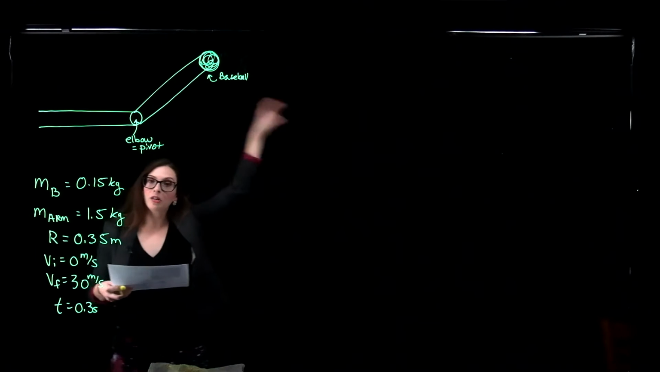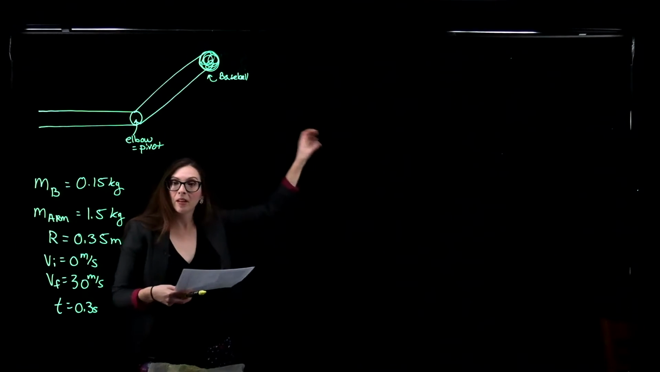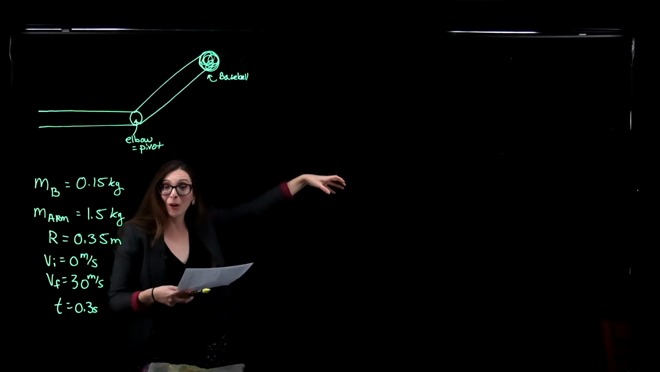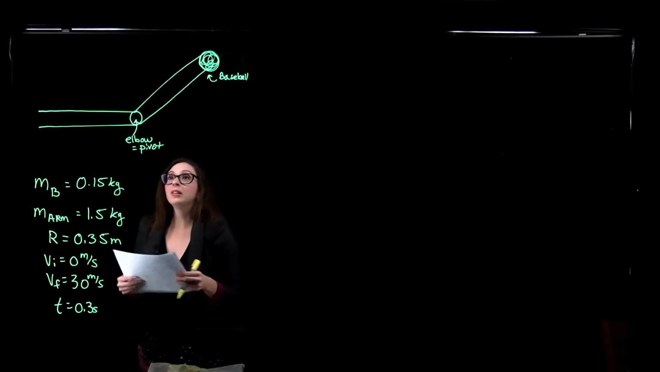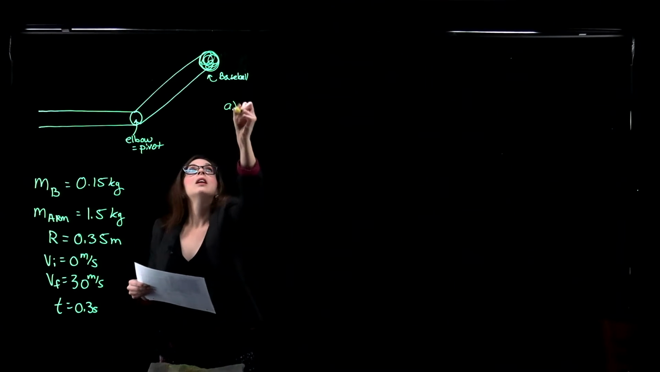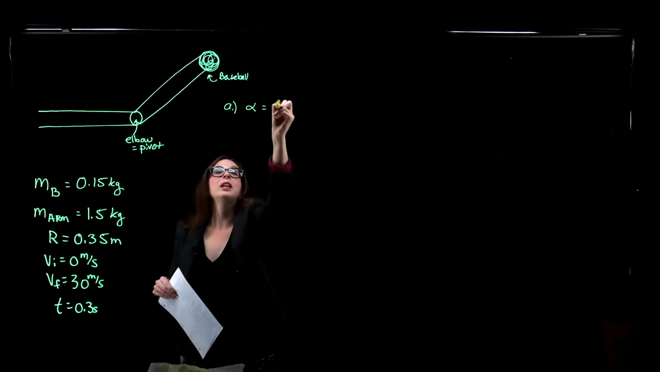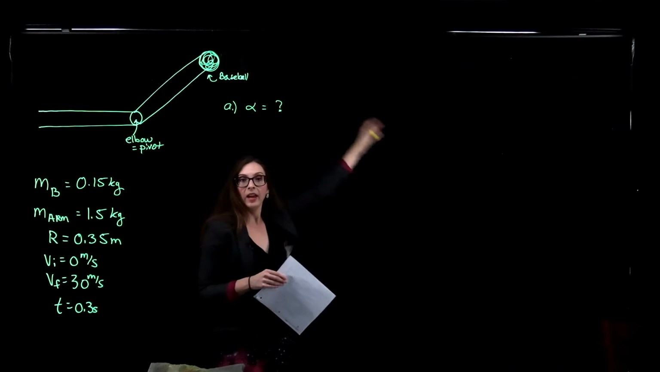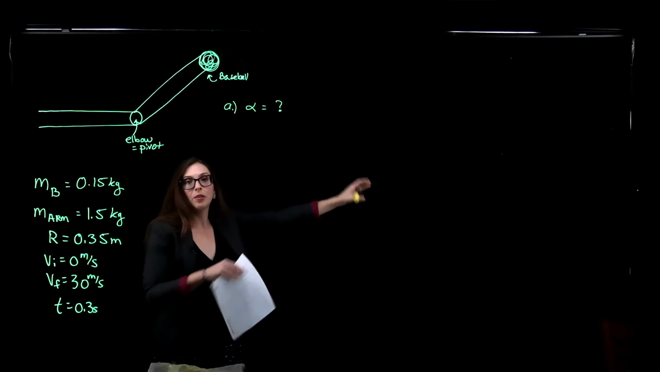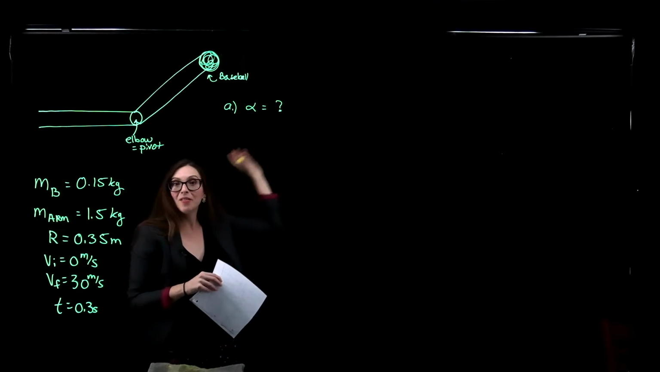We're going to launch this ball. We're going to start it here from rest to a speed of 30 meters per second over a course of 0.3 seconds, and then we're going to let it go. Okay, so our first step is to find the constant angular acceleration of the arm and the ball, alpha equals question mark. So the constant angular acceleration while we're still holding onto the ball. So this whole thing of our arm plus our ball. What is the constant angular acceleration of that system?